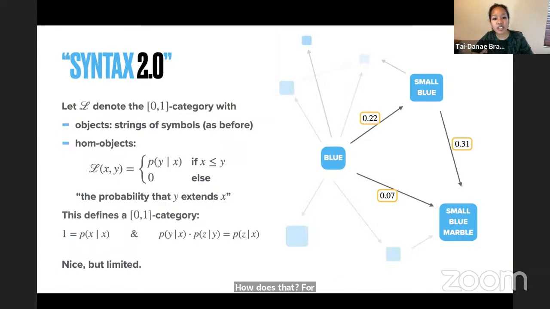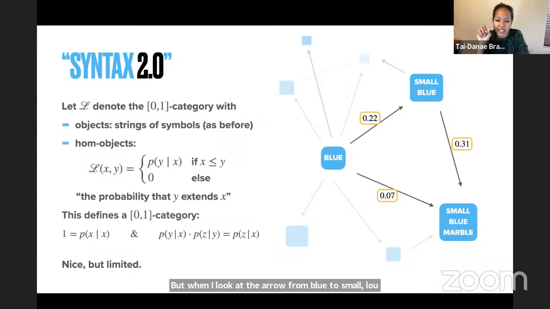Yeah, so here there's no sum. When I look on the right, sorry, my mouse for some reason is not appearing on my slide, but when I look at the arrow from blue to small blue, think of 0.22 as the probability of small blue conditioned on blue. So it's the probability of seeing small blue given that I have just seen the word blue. And there's only one way of getting there. So exactly. Okay, I see. Good. Thank you for asking for clarification.